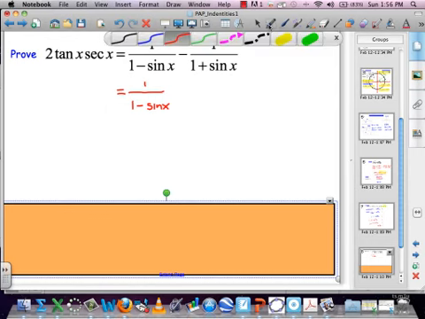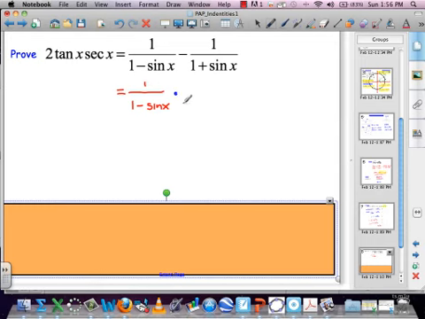Bells and whistles need to go off in your head, okay? And this is what I want you to see here, and you're going to do this a lot. If I multiply this by its conjugate, so to speak, 1 plus the sine of x, then you're going to get 1 minus a trig function squared. And when you have 1 minus a trig function squared, there's probably a Pythagorean identity you could use.